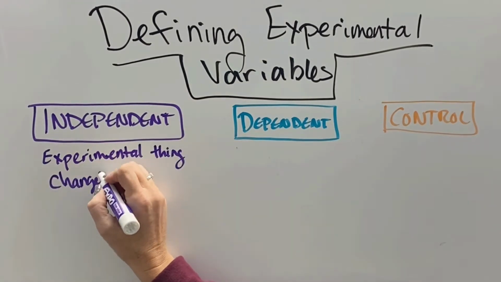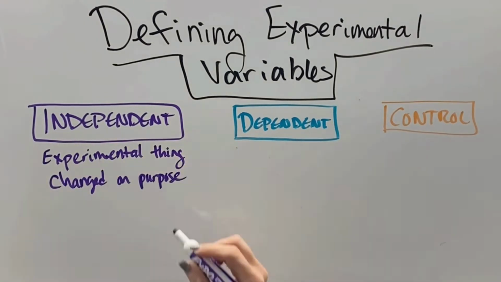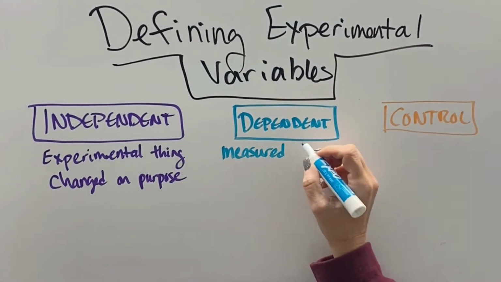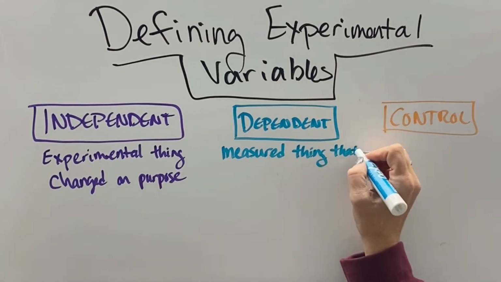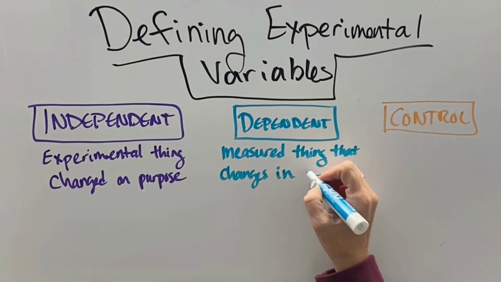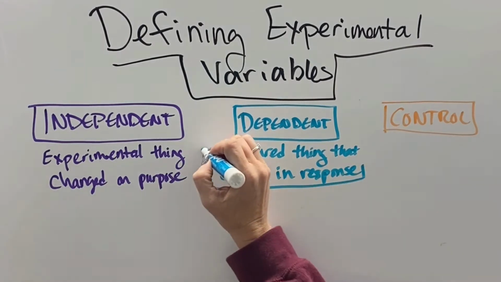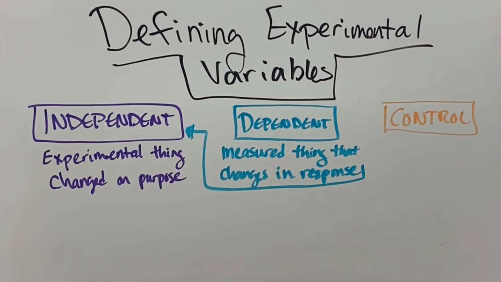The independent variable is the experimental thing that you are changing on purpose in the experiment. Consider it kind of your input. And the dependent variable is the thing that you are measuring, that you are hoping changes in response to what you did in the independent variable. Consider it kind of like your output.